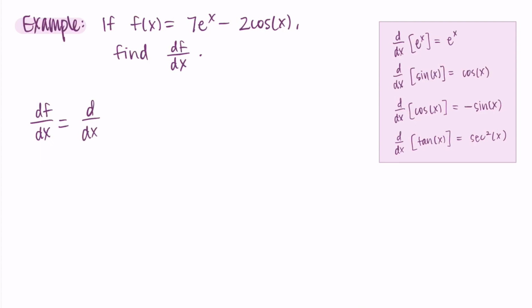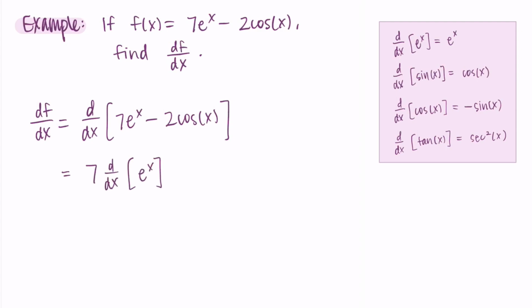So we're taking the derivative of f with respect to x. That's the derivative of 7e to the x minus 2 cosine x. So I'm going to split this up into two pieces. So I have 7 times the derivative of e to the x minus 2 times the derivative of cosine x.